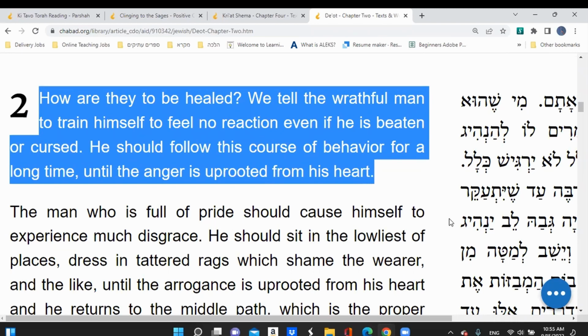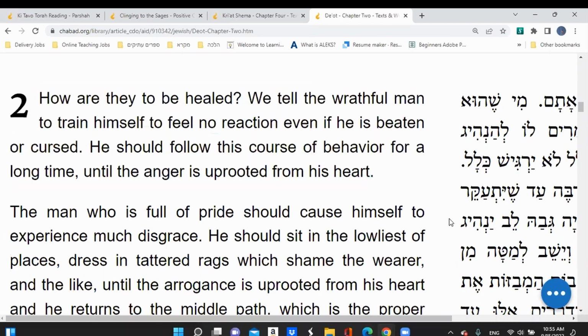How are they to be healed? We tell the wrathful man to train himself to feel no reaction even if he is beaten or cursed. He should follow this course of behavior for a long time until the anger is uprooted from his heart.